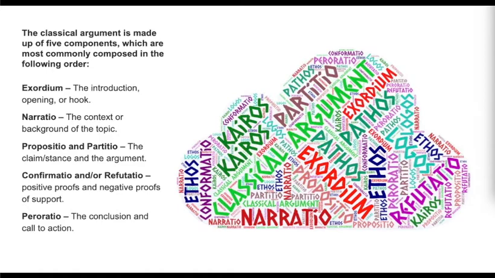So our first step in this is what's called the exordium, which is the introduction, opening, or hook. The second step is the narratio, which is the context or background of the topic. And then we have the propositio and partitio. This is the claim, stance, and the argument. Then we have confirmatio and/or refutatio, which are positive proofs and negative proofs of support. And then finally, peroratio, which is the conclusion and call to action.